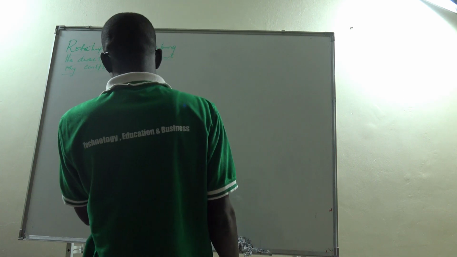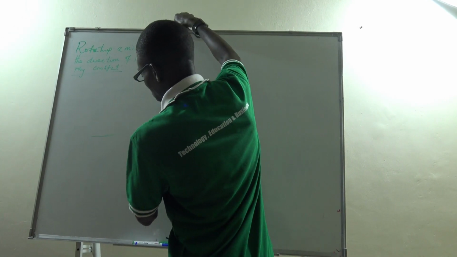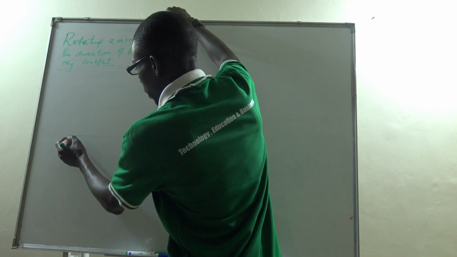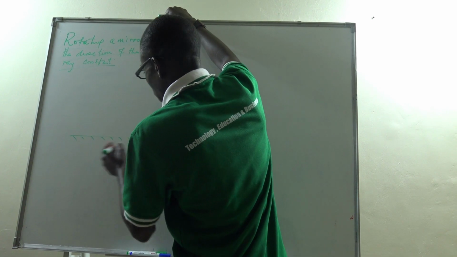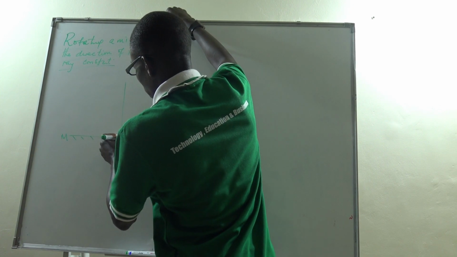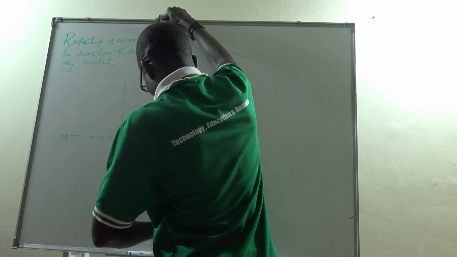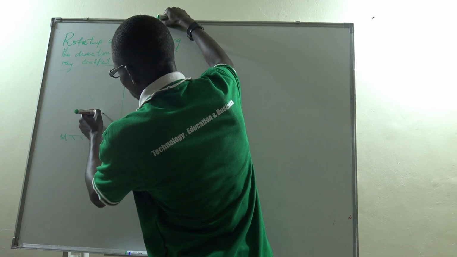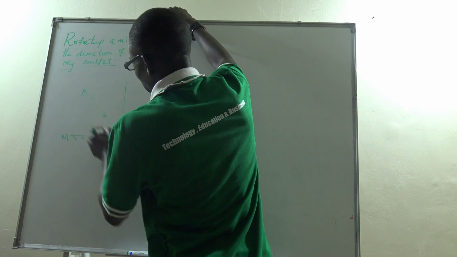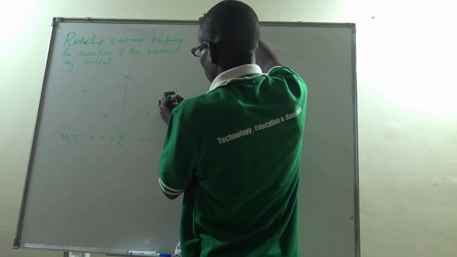So if we consider our plane mirror, if I consider my plane mirror like this in position M, and now if I draw here the normal, and now it so happens that this is my incident ray, and then it is reflected in this direction here. I can call it R.